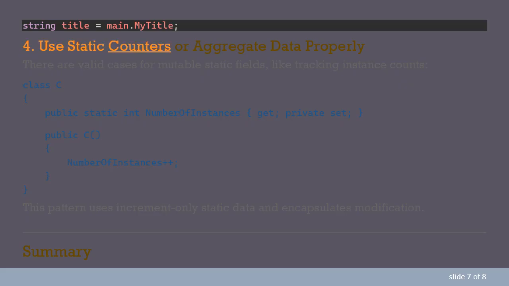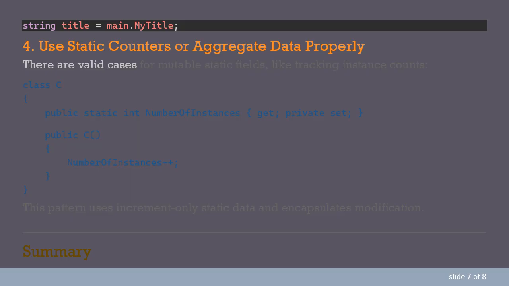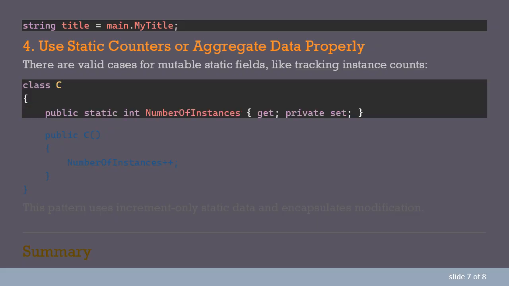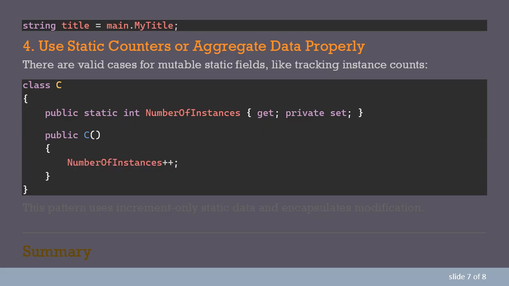4. Use static counters or aggregate data properly. There are valid cases for mutable static fields, like tracking instance counts. This pattern uses increment-only static data and encapsulates modification.